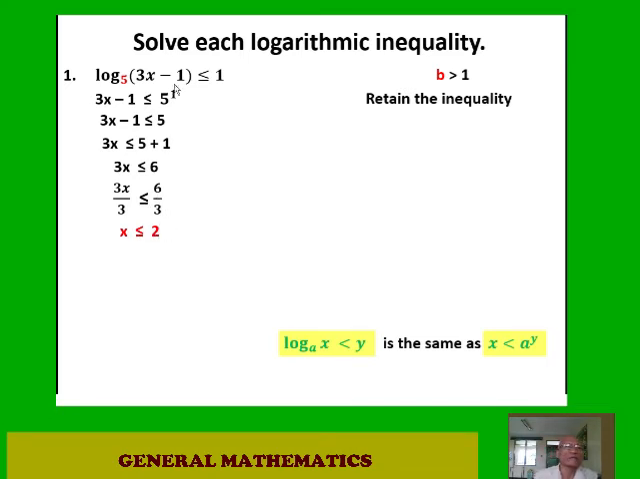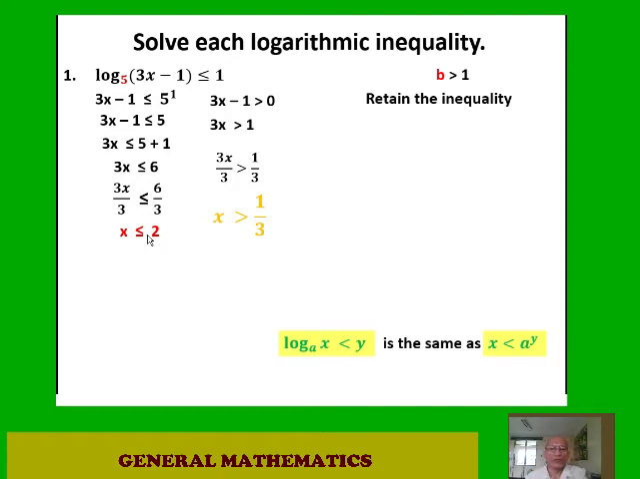Take note that 3x minus 1 must be greater than 0 because we cannot have the logarithm of negative numbers. So 3x minus 1 must be greater than 0 as a condition. Solve for x: transfer negative 1 to the right, then divide both sides by 3. So x is greater than 1/3.